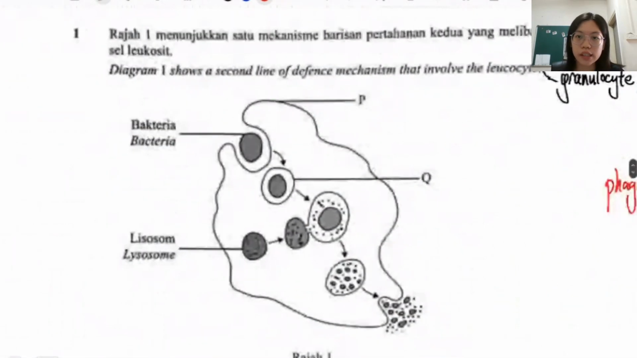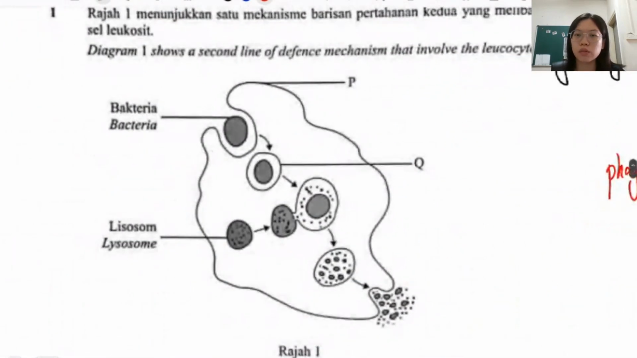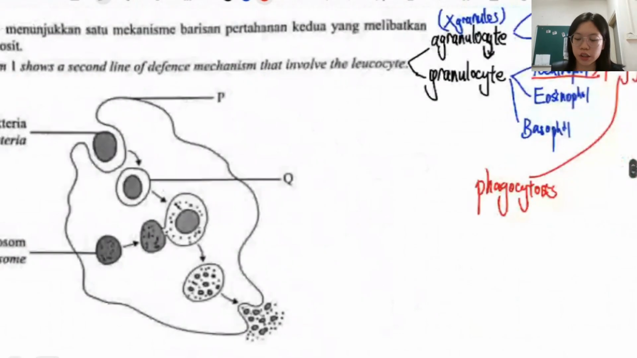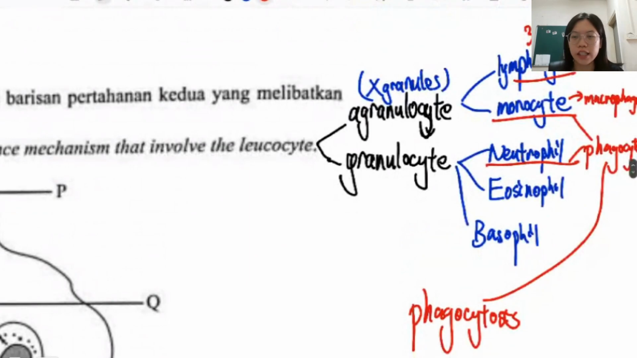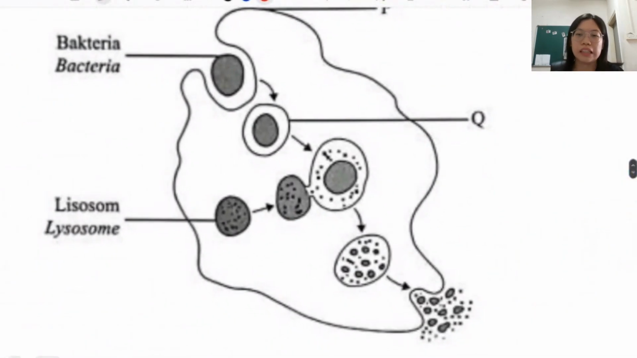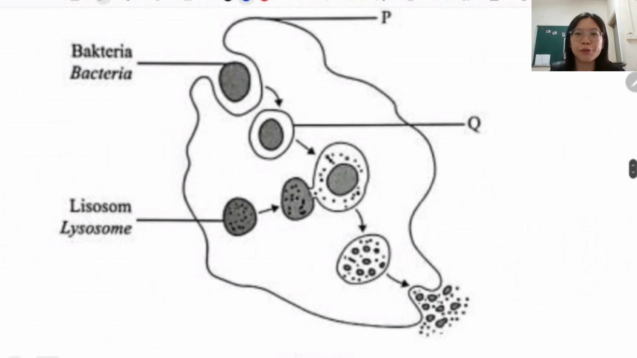So let's take a look at this one. They are talking about phagocytosis, so it's basically involving phagocytes. Who are the phagocytes? It's either macrophage or neutrophil. But they didn't mention it precisely, so it's fine, maybe because it's SPM. For this phagocytosis, a lot of students don't know the arrangement of it, don't know how to really understand what's going on with it.